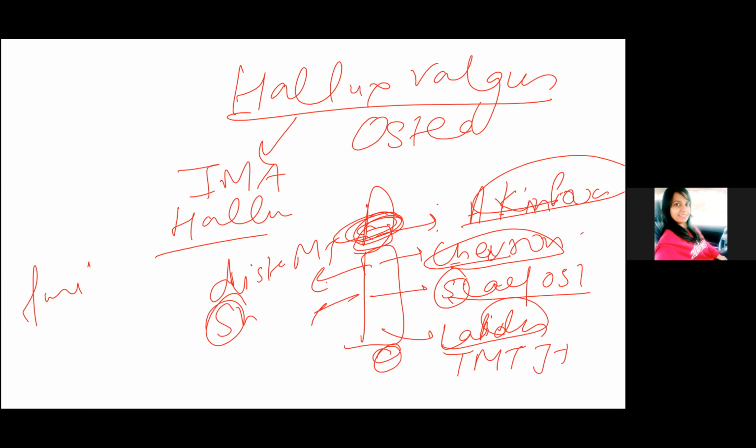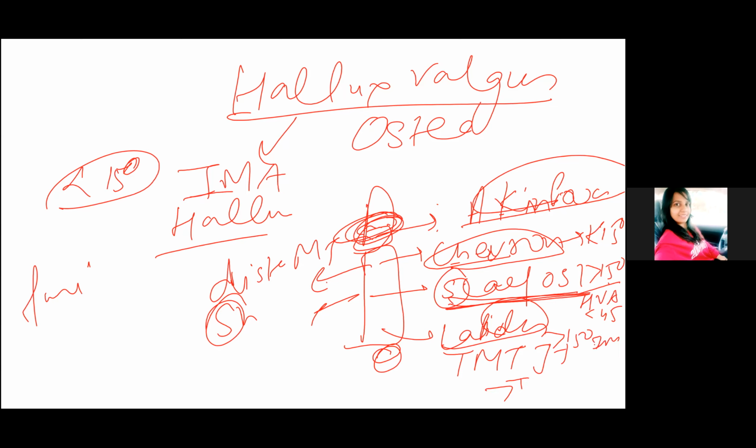Now, if the intermetatarsal angle is less than 15 degrees, then you will do chevron osteotomy. If it is more than 15 degrees intermetatarsal angle and hallux valgus angle is less than 45, then you will do scarf osteotomy. If more than 15 intermetatarsal angle and more than 45 hallux valgus angle, then you will do the Lapidus procedure. So I will finish my topics here.